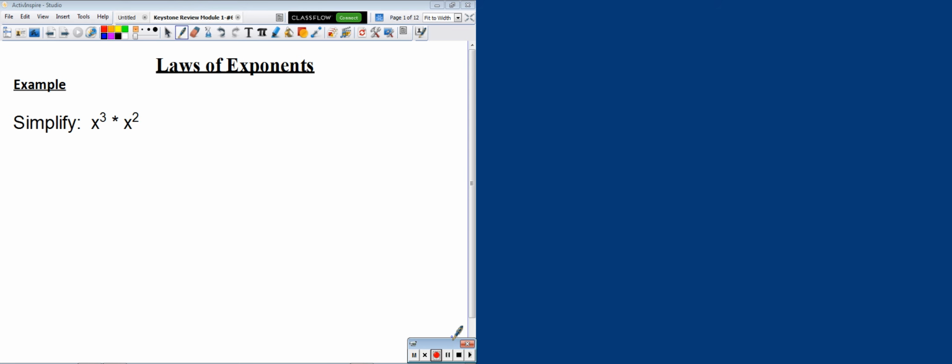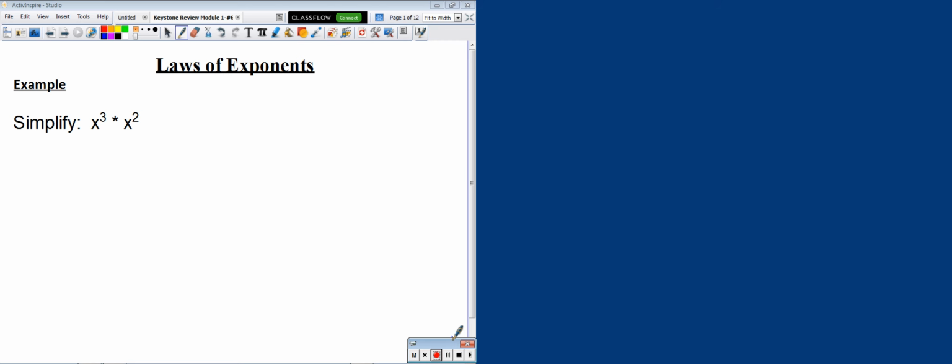So we're going to look at two different types of exponent problems. In the first part of this, we're going to look at some different laws of exponents that involve multiplication. For this first example, I'm going to show you two different things: a longer way to work this out, and then we're going to talk about some shortcuts involving exponents.